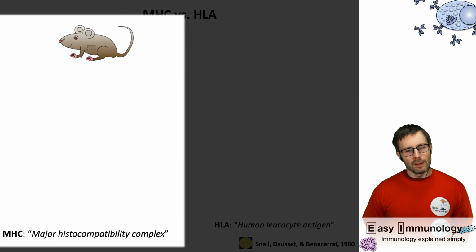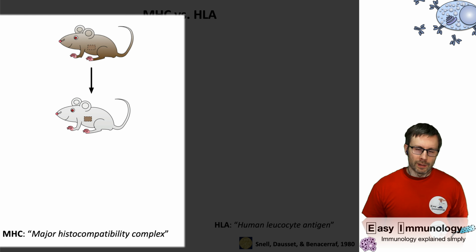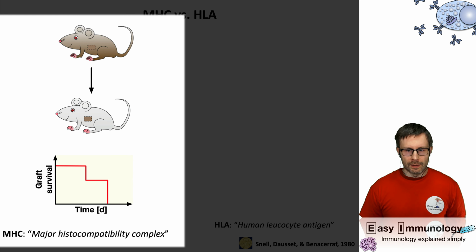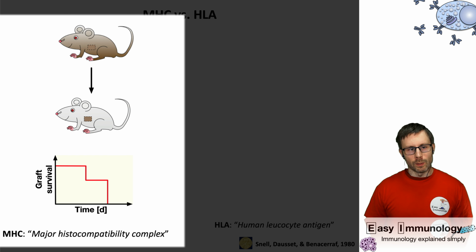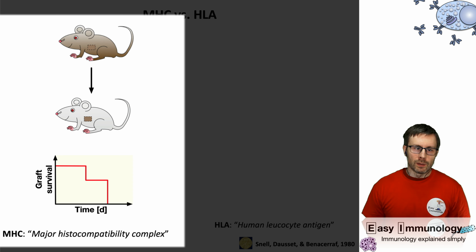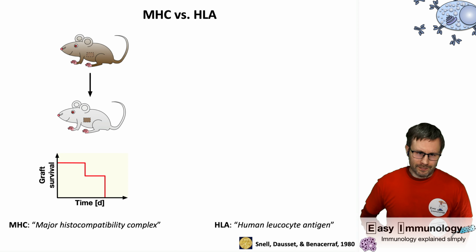And what people have done in the 1930s and 40s of the last century, they took mice and transplanted skin from one mouse to another. And then they checked if this skin graft is accepted, so it stays on the mouse, or if the immune system of the white mouse attacks the brown skin, and then it gets rejected. And that's how these major histocompatibility complex proteins were discovered. So these are the proteins that are important to decide if a skin graft gets accepted or rejected.